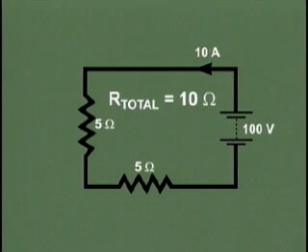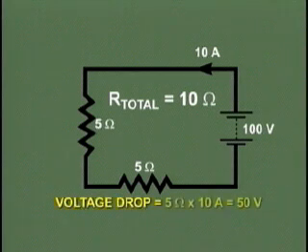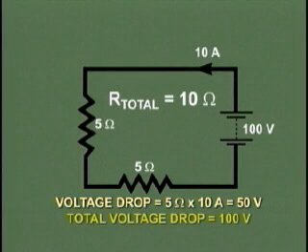But what is the voltage drop across each of the resistors? In each case, we have 5 ohms times a current flow of 10 amps equals 50 volts. So we have a total voltage drop of 100 volts, which is equal to the voltage supplied from the battery.